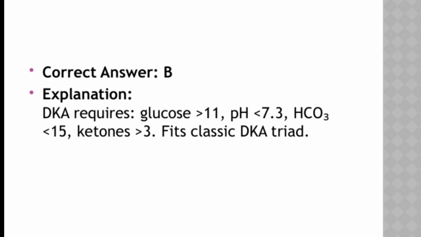Showing significant ketone production. This set of findings fits the classic triad of DKA, which is important for diagnosis. Recognizing these parameters helps us quickly identify and treat DKA effectively. So, in summary, when you see these lab values, glucose over 11, pH below 7.3, bicarbonate under 15, and ketones over 3, you can confidently diagnose DKA.